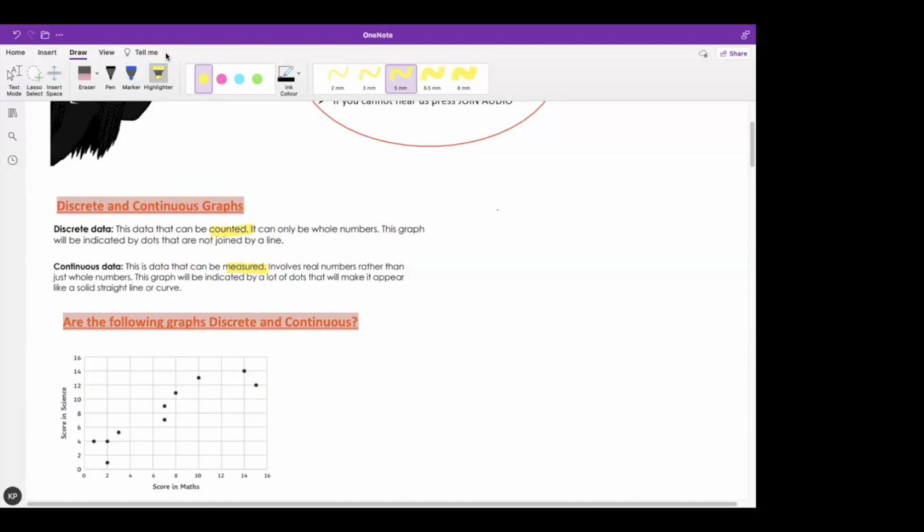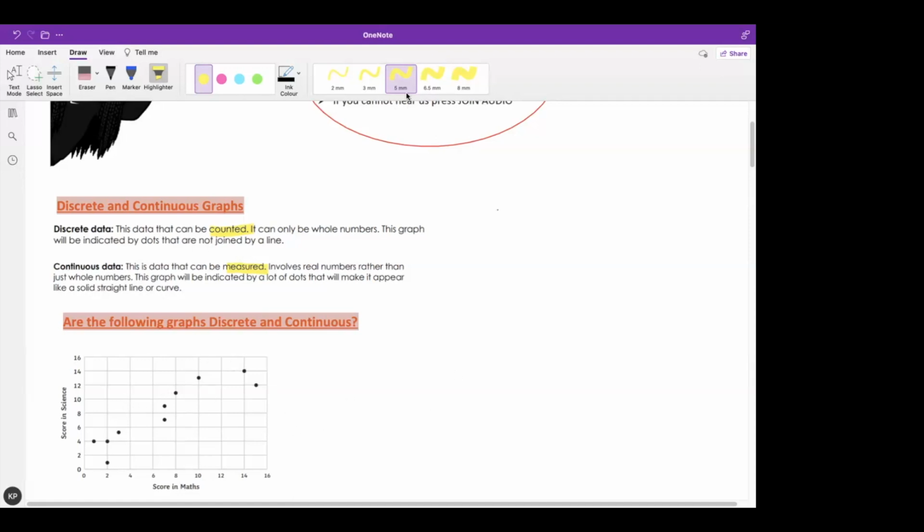All the dots are not joined, ma'am. The dots are not joined. I think that's what I heard. So the dots are not joined, which would be correct, Slindile. So this is discrete data. There are dots that are not joined.